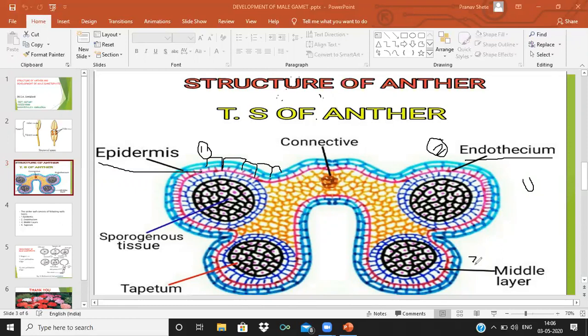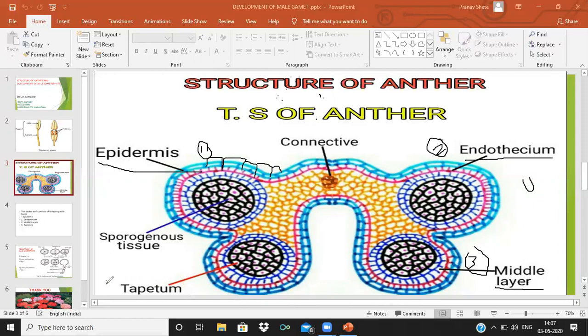The third layer is the middle layer. Below the endothecium, two to three cell layers are present which constitute the middle layer. See in this diagram, below the endothecium in red color, the dark blue color shows the two layers of the middle layer. In this diagram, I drew only these three layers. These cells act as a storage center for starch. The middle layer stores food material in the form of starch.